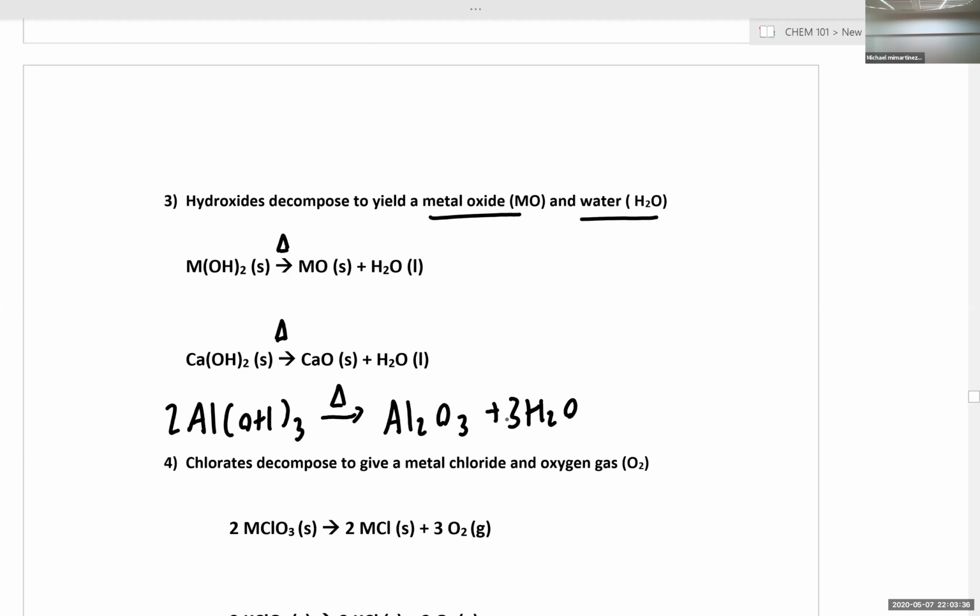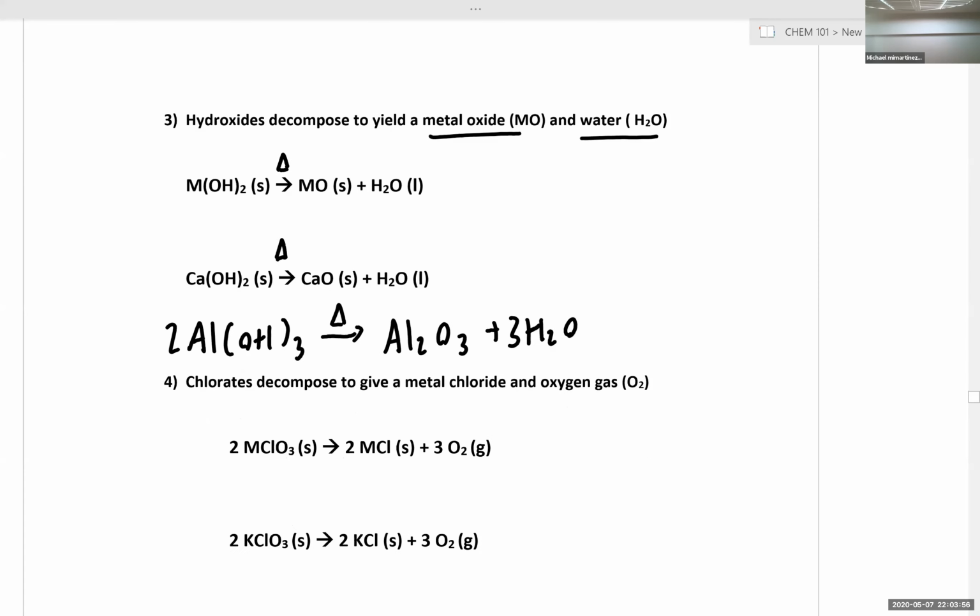Perfect. So I just want you, when we go and overview these different types of reactions, to be able to classify reactions as decomposition, acid-base combination, etc. And to do that, we just look and see we're going from one compound and generating two or more new elements or compounds.